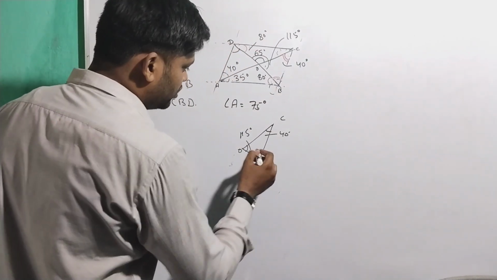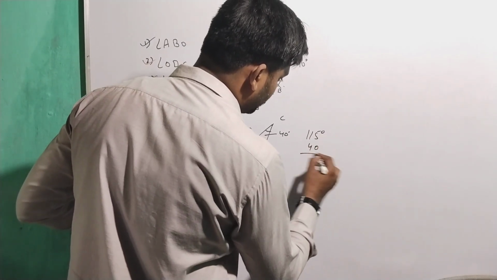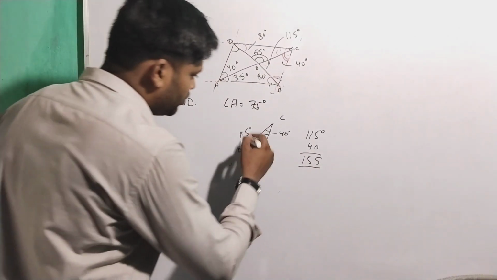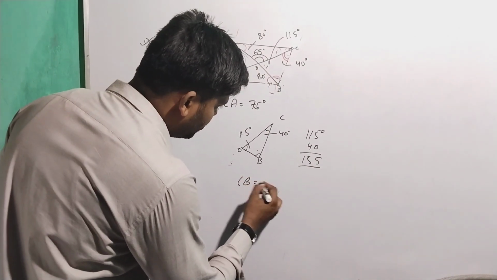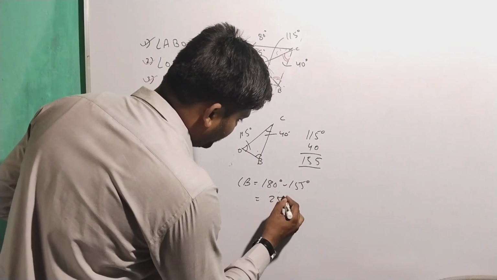Now this will be 115 degrees plus 40 degrees, so it will be 155. Now this will total this also. Angle B is equal to 180 degrees minus 155 degrees. So 25 degrees is your answer.